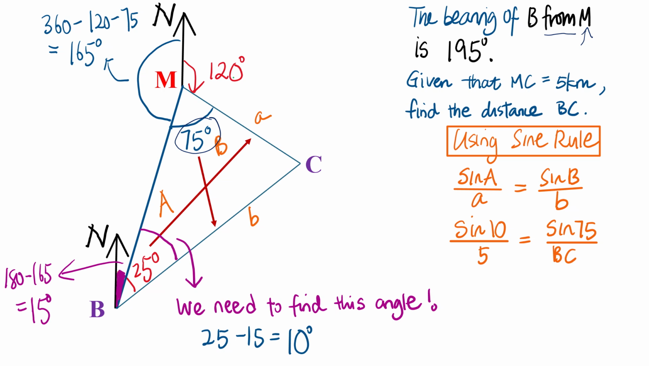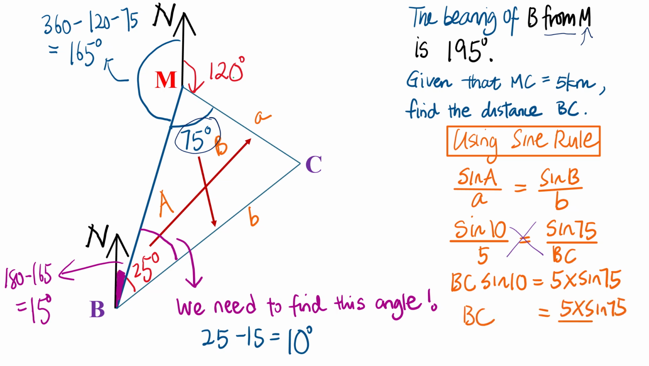So let's do a cross multiply. That will give us BC sine 10 equals 5 times sine 75. Let's divide by sine 10 on both sides. So that gives us BC to be 27.8 kilometers.